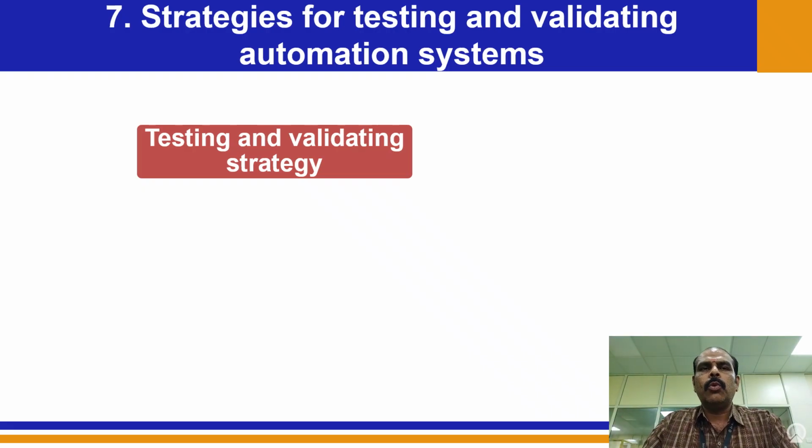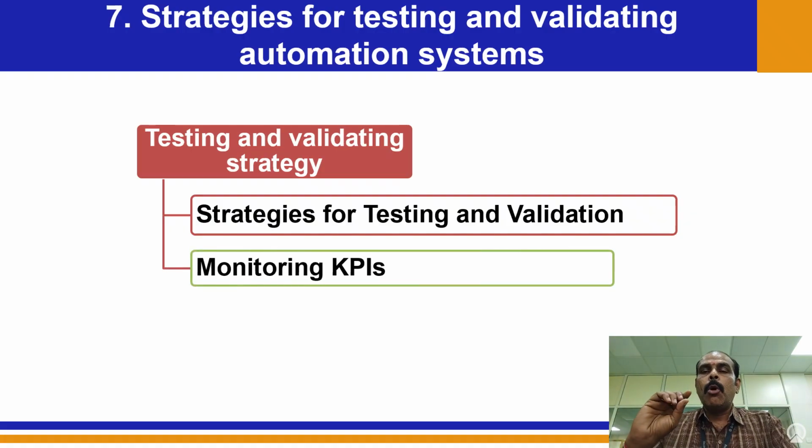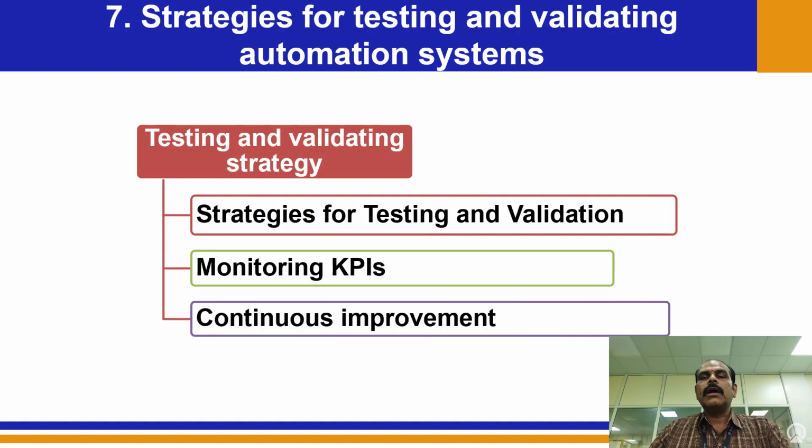So we will know what the testing and validating strategies are. The first strategy is to define what tests we are going to do. Then followed by monitoring KPIs, key performance indicators, which will be dealt with. And finally, continuous improvement. This is what this topic is going to help us learn.